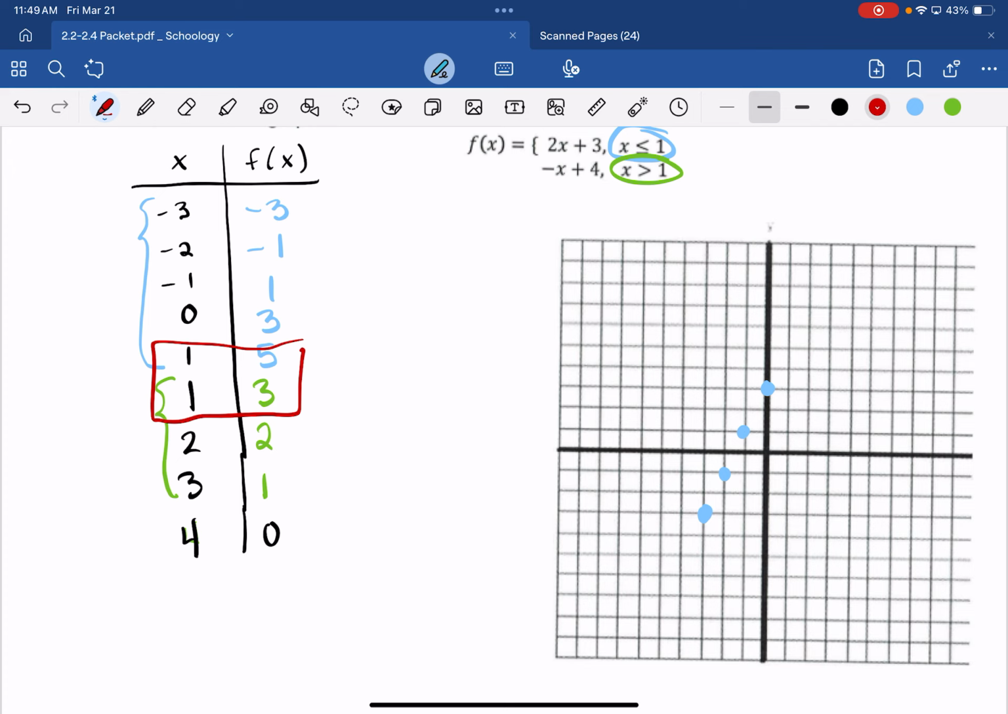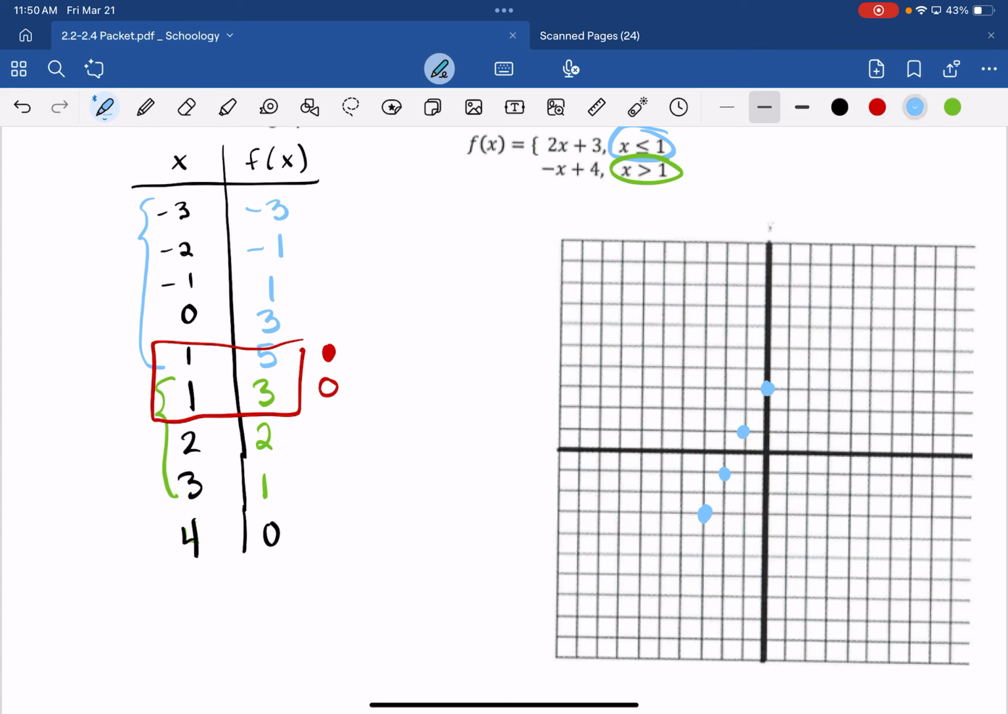Okay, when we plot our 1s, one of them is going to have a filled in circle and one of them is not. Which one's going to have the filled in circle? The 5 or the 3? The 5, technically, because my little line is underneath that. I kind of covered it up with my circles. But when it's less than or equal to, it gets the filled circle. So I'm going to have an open circle with the 3 and a closed circle with my 5.